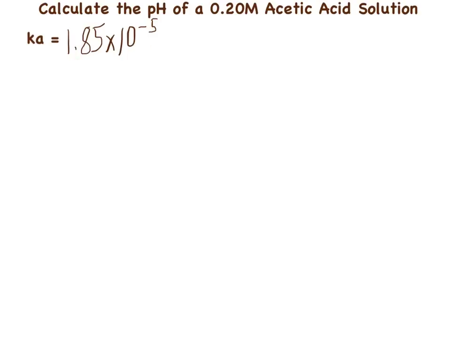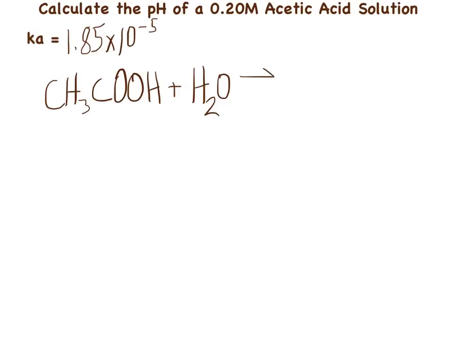So the first thing that we need to do for this is we need to write out the equation or the chemical reaction that's happening. So acetic acid, CH3COOH, plus some water, because we're throwing it in the water. It's reversible. I have that hydronium ion when it takes up the proton, and then what's left over is that.